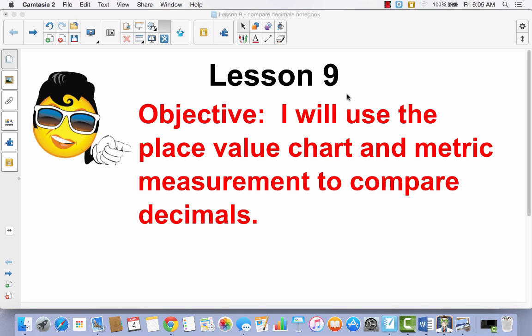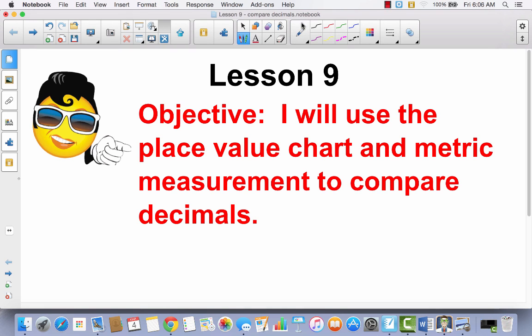Lesson 9, I will use the place value chart and metric measurement to compare decimals. So today we're going to be talking about decimals and comparing them, saying if they're greater than or less than. But in order to start comparing these decimals, we're going to use a real life metric measurement. So we're going to talk about meters and which one's shorter and which one's longer in order to compare the decimals.